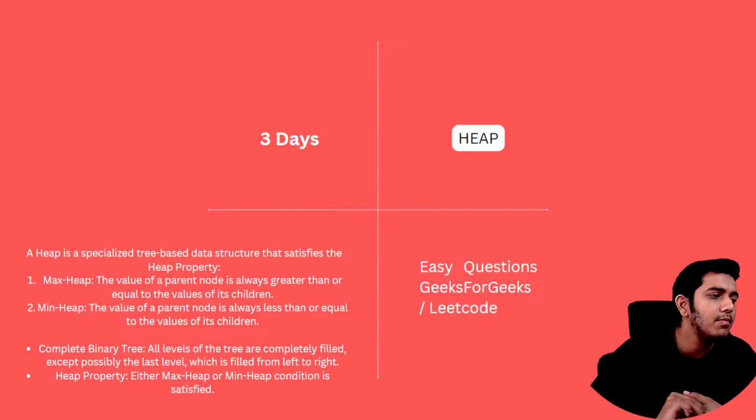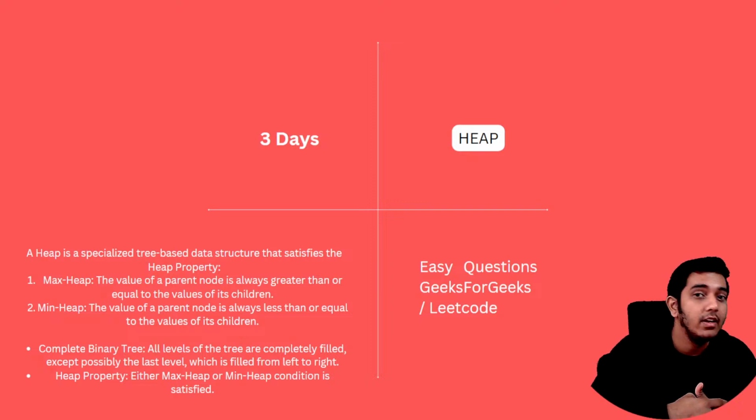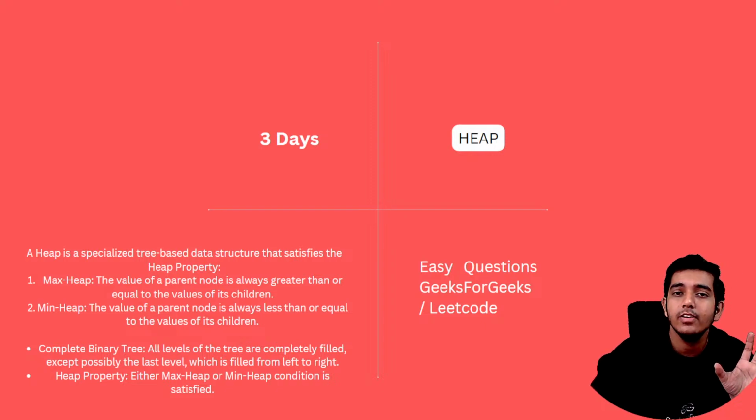So we have max heap and min heap, and a heap is basically a complete binary tree. You are gonna learn binary tree in trees. And you have a condition where at least max or min heap must be satisfied. So you can learn about the heap in very few days, in 3 days, because you already know about trees. That's why you can easily learn heap.